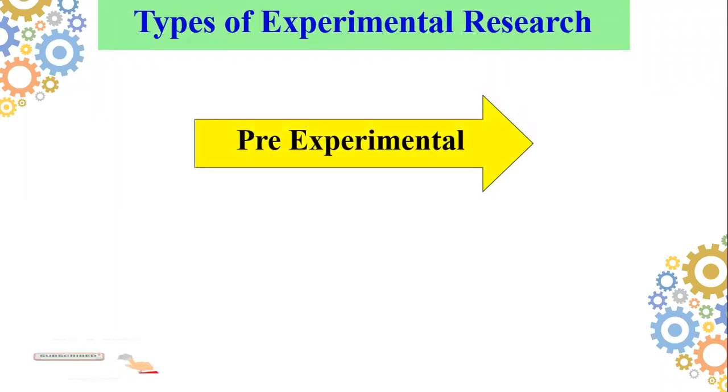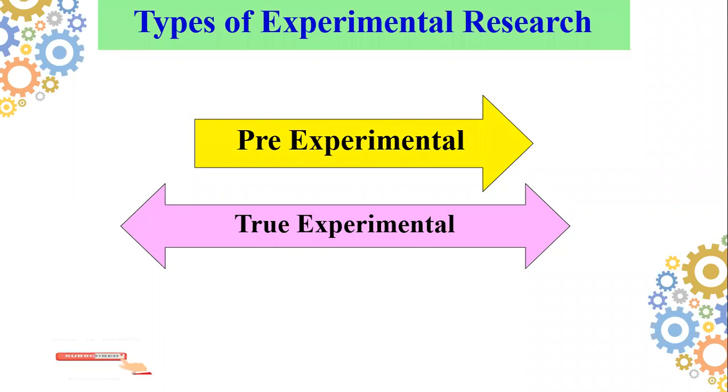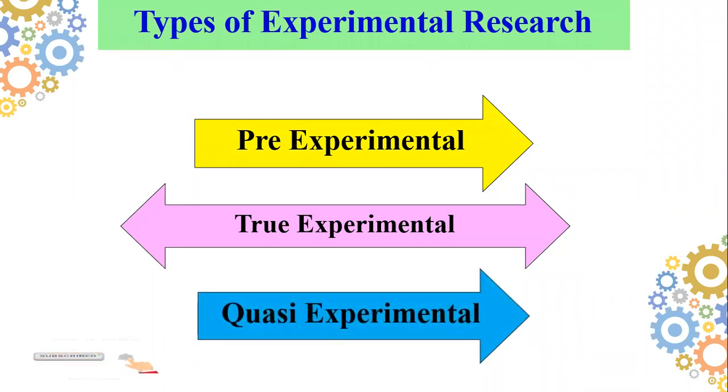And there are three types of experimental research: pre-experimental, in which we have very little control, right? And true experimental, I will explain true experiment later. Quasi-experimental has a little bit of control. But true experimental is that in which we have complete control, not some or little, we have full control on our independent or dependent variables, right? Either experimental group or control group.